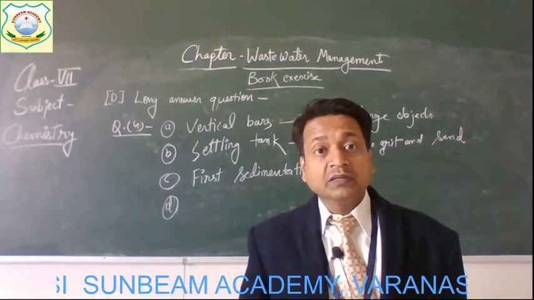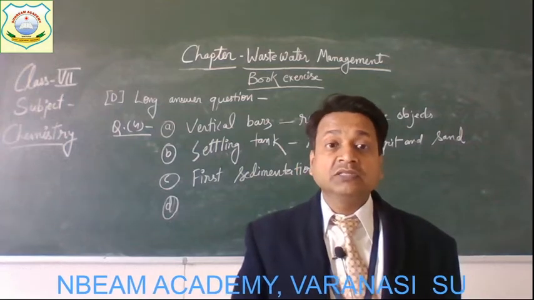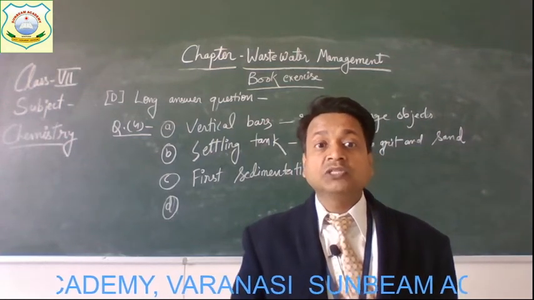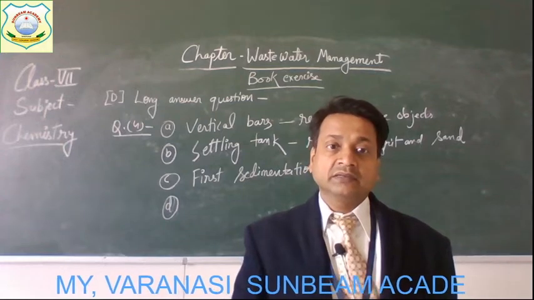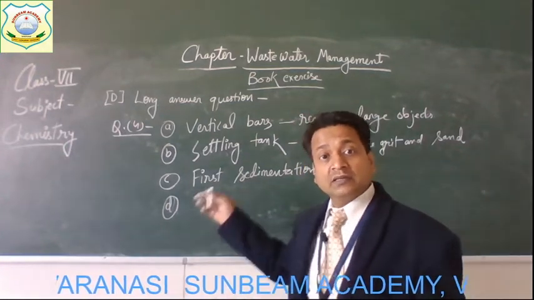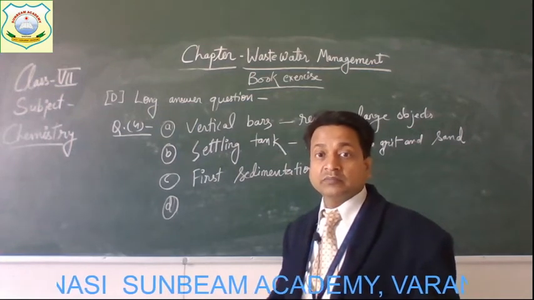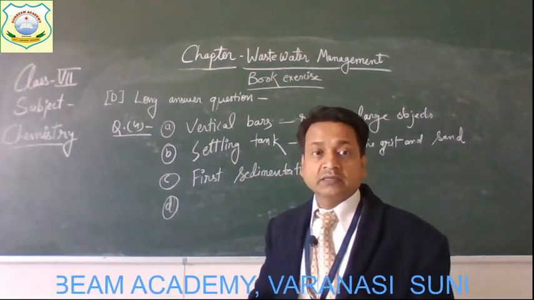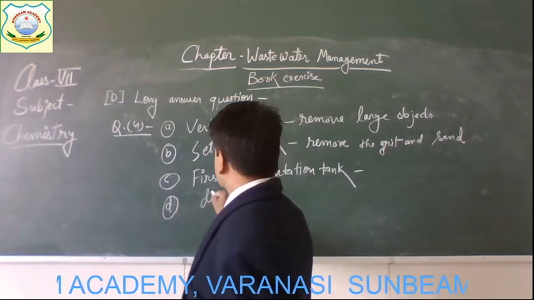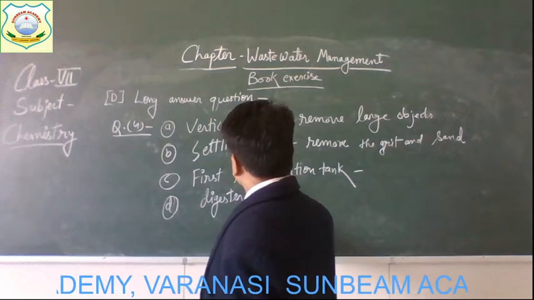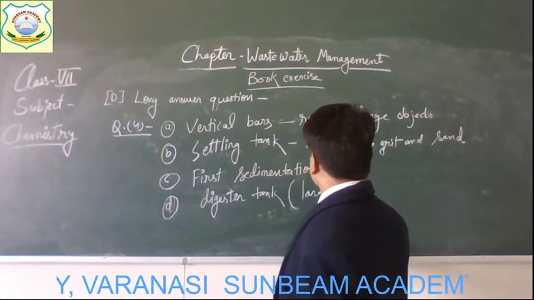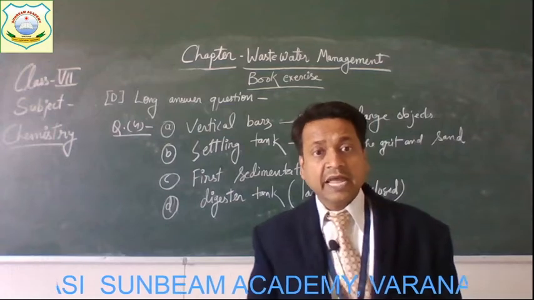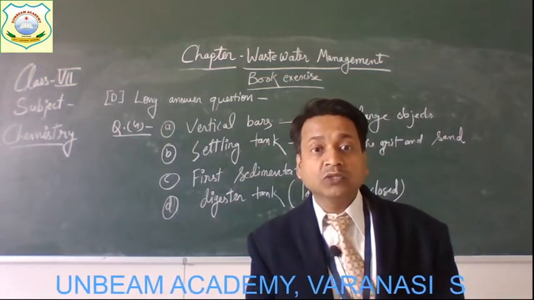In the next step, the fourth one, the sludge is then taken out from the bottom and put into a large closed tank which is called digester tank. Get it, children? That sludge is taken out from the bottom of this sedimentation tank, and after that it is put into a large and closed tank which is called digester tank.